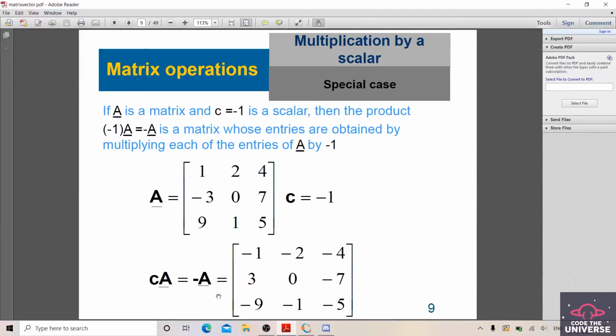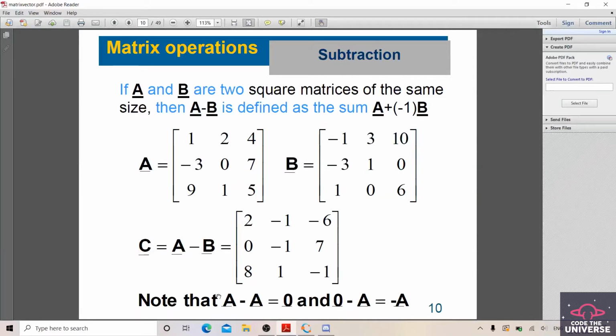Matrices also have negatives. Also subtraction, I hope you would have obviously understood, is just element-wise subtraction, as you might have observed from this slide itself.